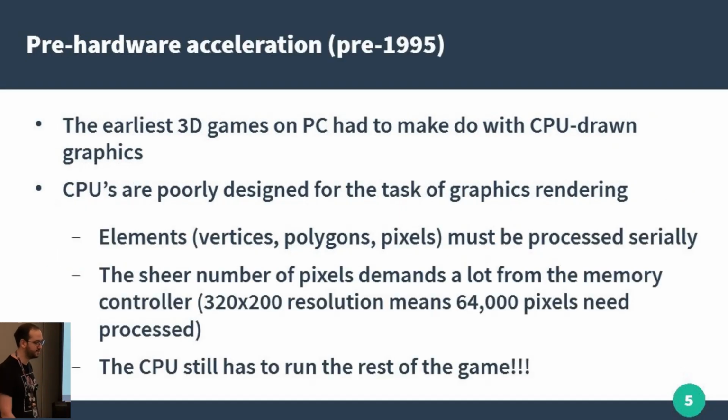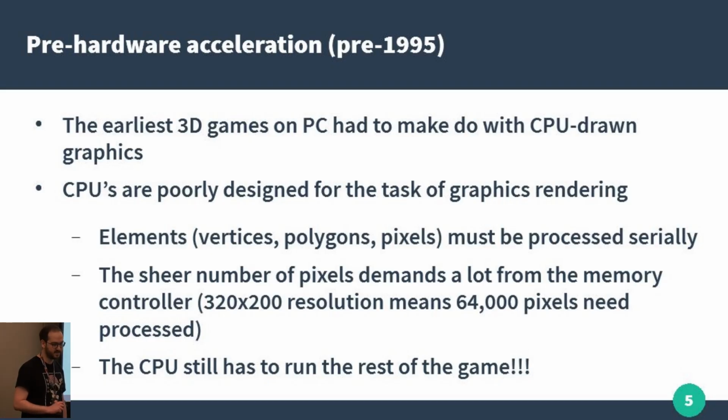So, first thing we're talking about, the pre-hardware acceleration era, pre-1995. So the earliest 3D games on PC, you didn't have GPUs, so you had to use the CPU to draw the graphics. And this just sucks. CPUs are very poorly designed for the task of graphics rendering. The reason why is that there are usually many individual elements that need processed, like vertices or pixels, and their processing can be done independently, theoretically, but the CPU operates in a serial manner where it does one operation, then the next one, then the next one, especially in this era before multi-core CPUs.